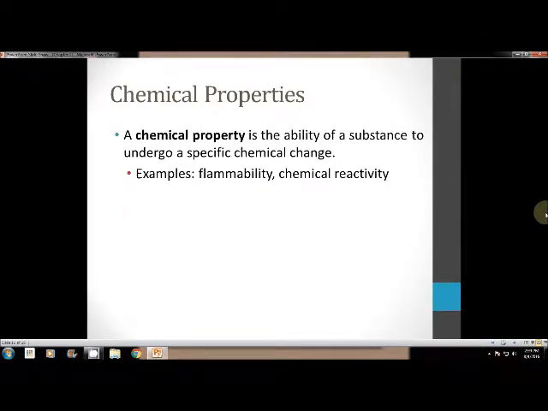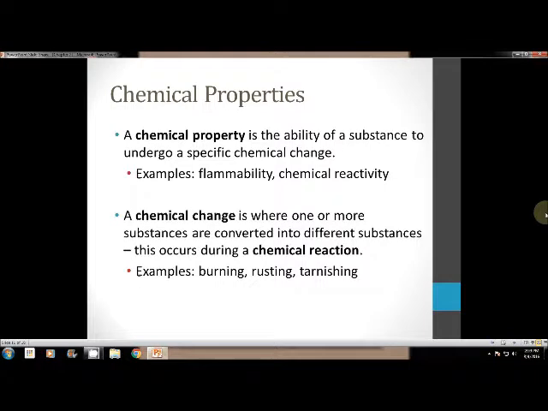Chemical properties. A chemical property is different than a physical property because it's the ability of a substance to undergo a specific chemical change. So we are changing its composition now. Some examples of chemical properties would be flammability. How flammable is something? Chemical reactivity. How reactive is it? Is it going to react right away? Is it going to take a long time to react?